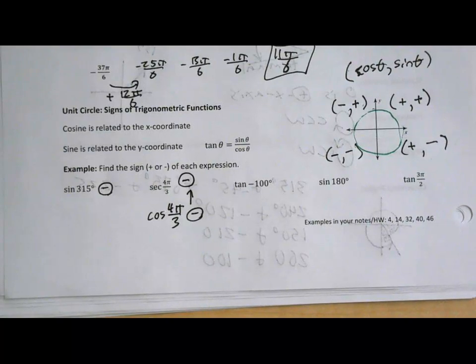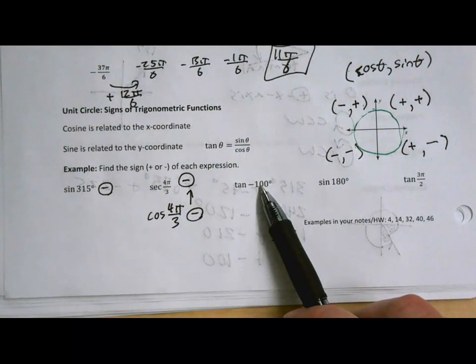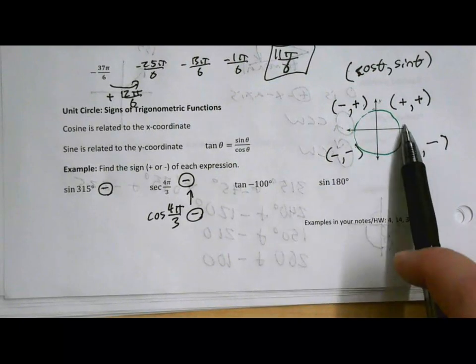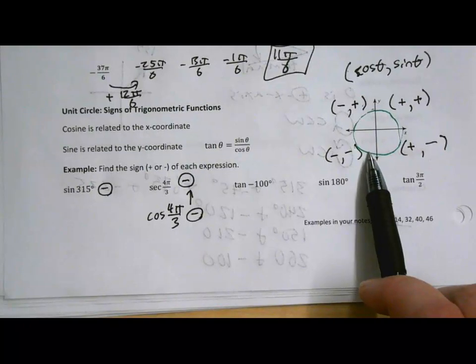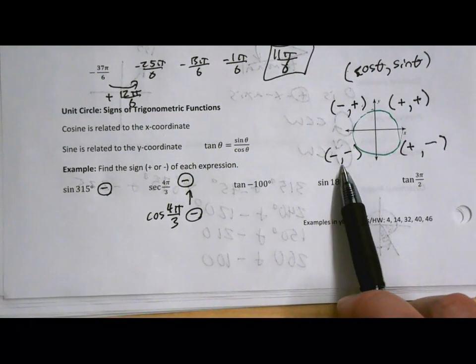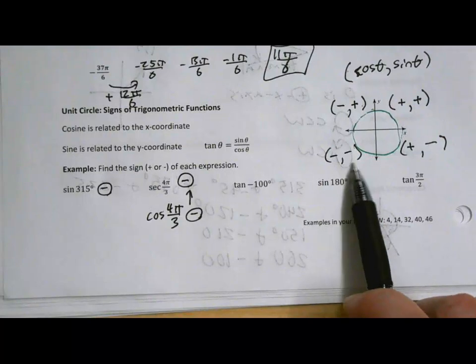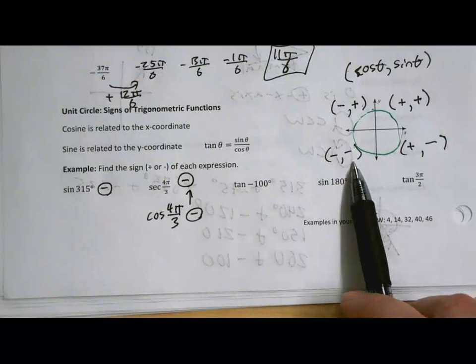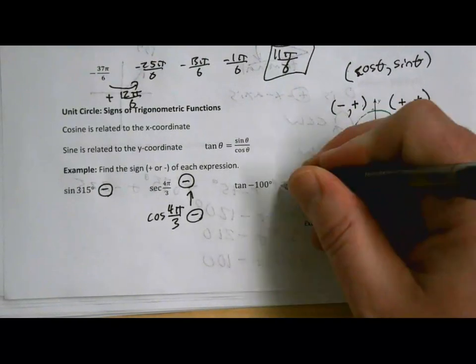Oh, they snuck a negative angle in here. We're not bothered by that. The tangent of negative 100, we know what quadrant that would end up in. Negative 90 would be here. It's a little past there. So we're in quadrant 3 still. Is tangent going to be positive or negative in this quadrant? Tangent is sine over cosine. Negative over negative is positive.